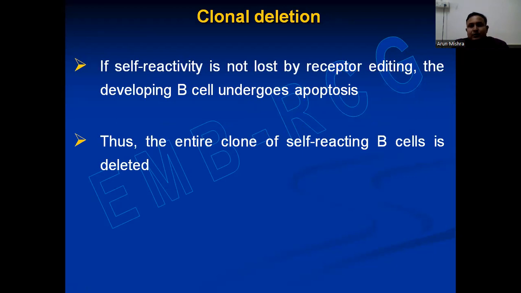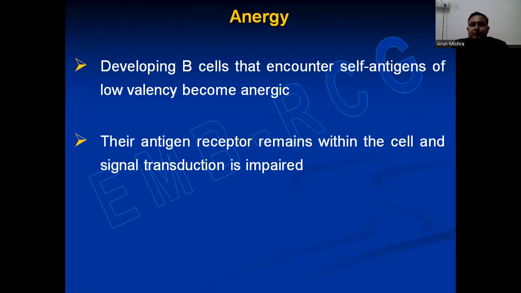In clonal deletion, if self reactivity is not lost by receptor editing, the developing B cell undergoes apoptosis. Thus, the entire clone of the self reacting B cell is deleted. In anergy, developing B cells that encounter self antigens of low valency become anergic. Their antigen receptor remains within the cell and signal transduction is impaired.